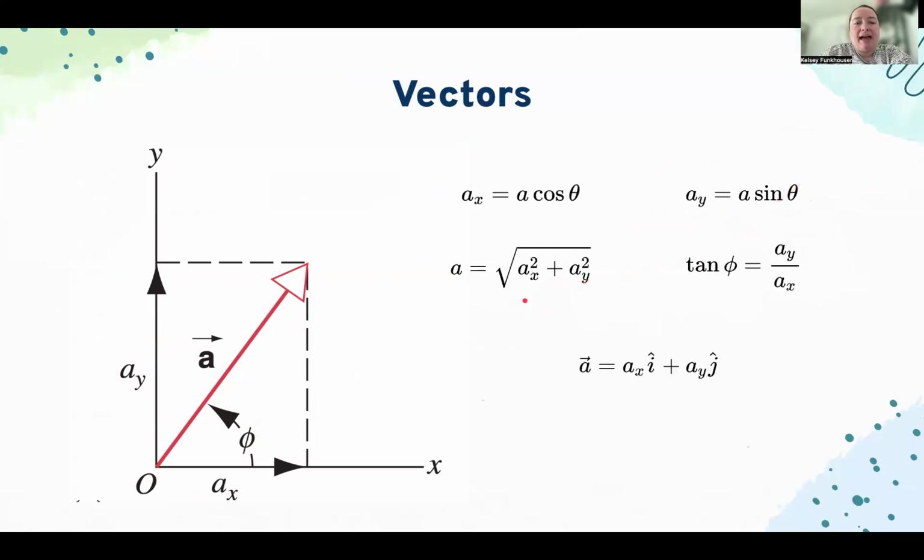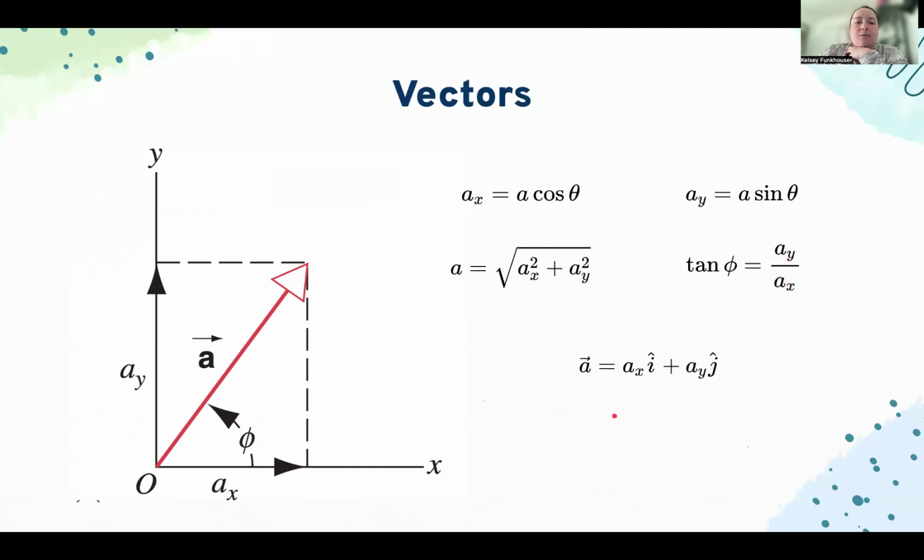If we know the x and y components, we can find the total vector here using the Pythagorean theorem, the square root of the x component squared plus the y component squared. If instead we don't know the angle and we want the angle, but we know the x and y components, we can find that from tangent, because tangent is opposite over adjacent. Opposite again is the y component, and adjacent is the x component.